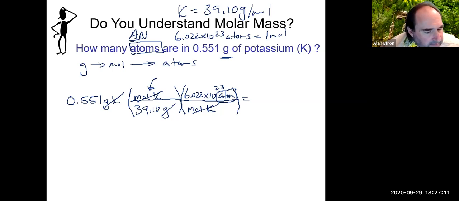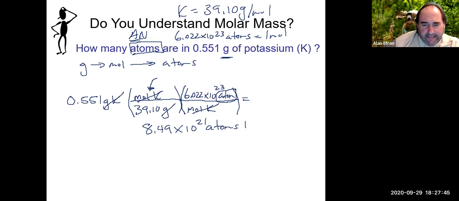So we're basically going to multiply across the top there. So we're going to take 0.551 times Avogadro's number using our exponent button, and we're going to divide it by 39.10, and we're going to hit equals. And when we do all that, we end up with 8.49 times 10 to the 21 atoms of potassium in this particular case.